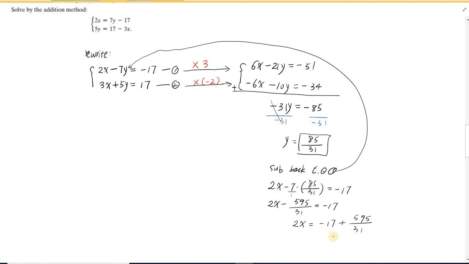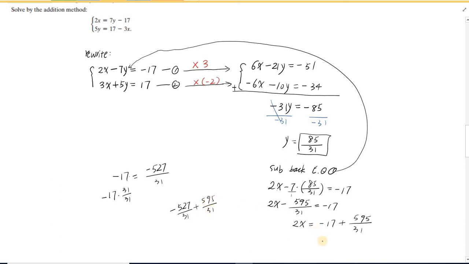And then you just have to simplify this by rewriting negative 17, I'm going to write it right here, because we want to have a denominator of 31. That means you have to multiply by 31 over 31. That's where 527 comes from. So once we have this, we're going to use this number, negative 527, over 31. Now it's a plus 595 over 31. So again, if you have a calculator, or if you don't want to, perhaps you can do this by hand, okay?